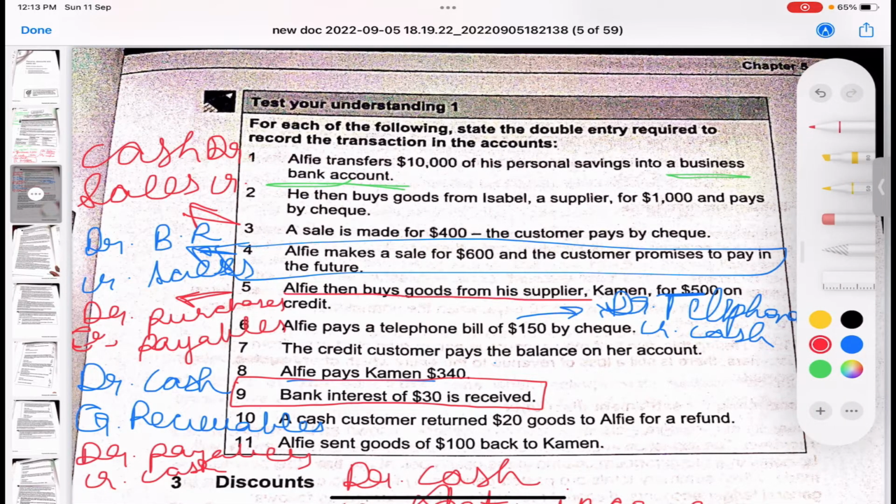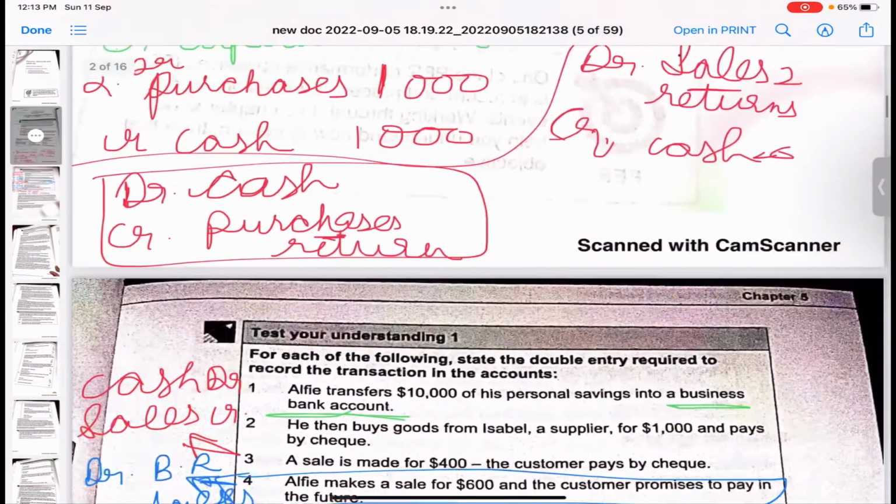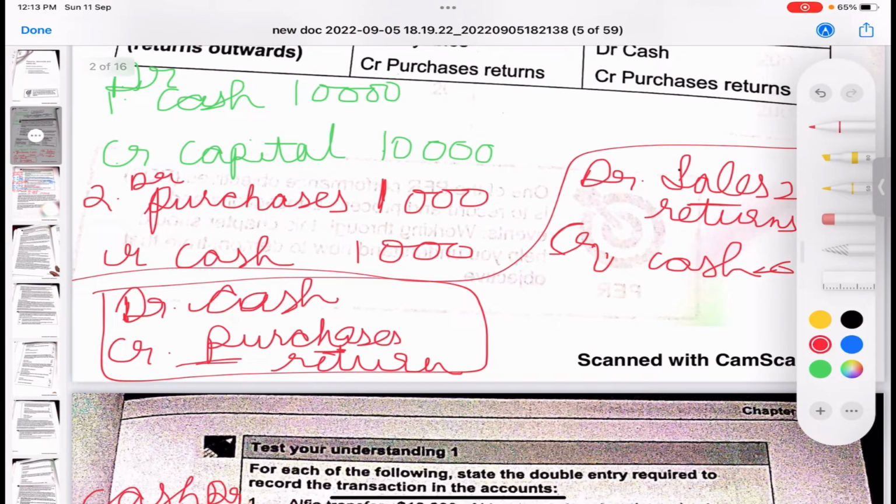Alfie then buys goods from Kamen on credit. So we had never given him the cash. So what should be the transaction here? It shouldn't be debit. It shouldn't be debit. What should it be? It should be payables. I hope you understood why I have done this.